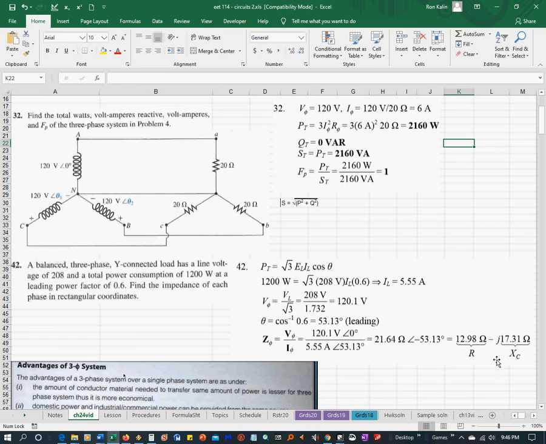And then what they did was they broke it from the polar form into the rectangular form to find that this is the R value, and then this is the capacitive value that would be in series with it. It would look something like this up above, only the resistor would be 12.98, and then there would be a capacitor in series with each one of these, and this would be the capacitive reactance.